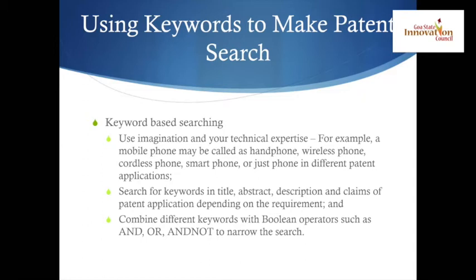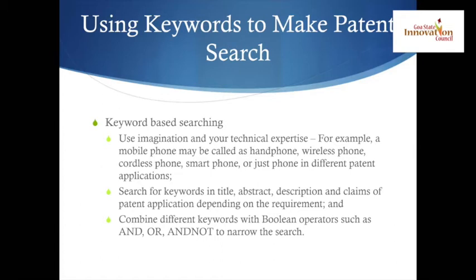Then you look for these keywords in different sections of the application: title, abstract, description or claims. Mostly you look for your keywords in title, abstract or claims. If you want to go for a very detail-oriented search, then don't look in claims, look in description alone. You combine your keywords with Boolean operators that you might already know.